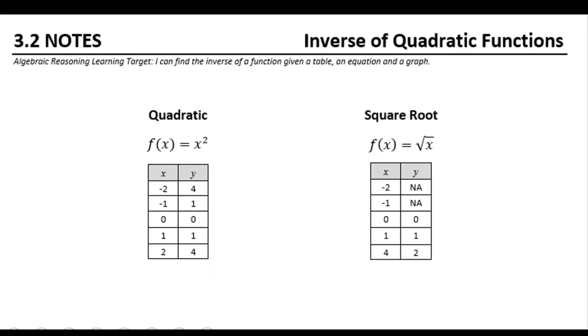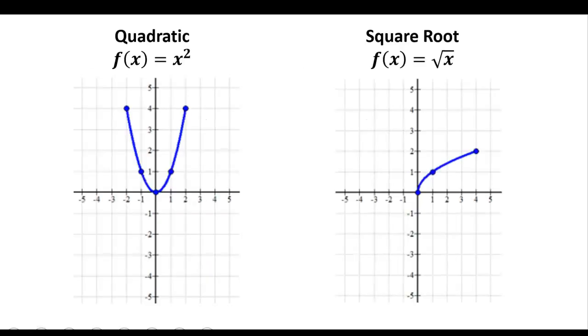So here's the deal. You could graph both of those, and this is on your notes. X squared looks like this, and then square root looks like this. Now, think about it. What's similar about both of these? Is there anything similar about them? Okay, they both go through the origin, 0, 0.